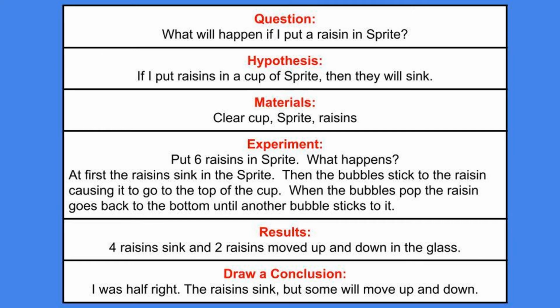At first, the raisins sink in the Sprite. Then the bubbles stick to the raisin, causing it to go to the top of the cup. When the bubbles pop, the raisin goes back down to the bottom until another bubble sticks to it. My results is where I counted how many raisins were moving. 4 raisins sank, and 2 of the raisins moved up and down in the glass. And finally, I drew a conclusion. I was half right. The raisins do sink, but some of them do move up and down too.